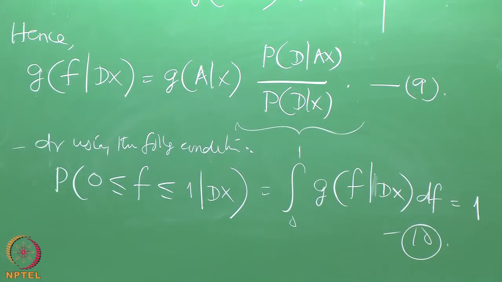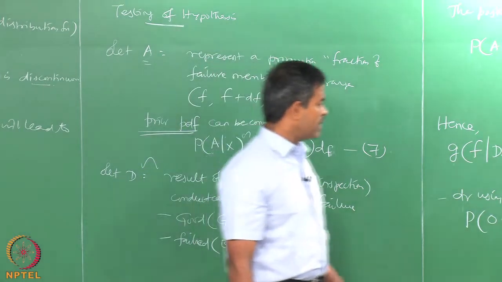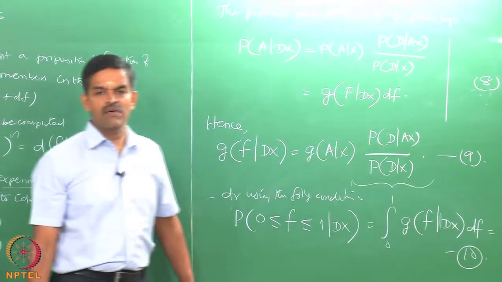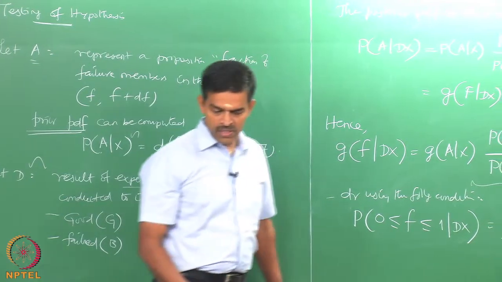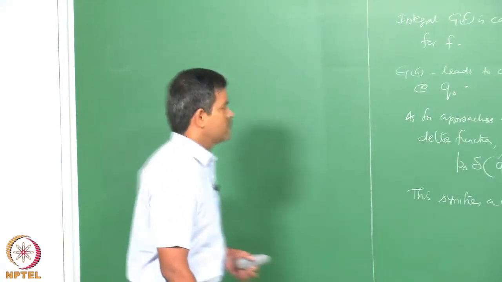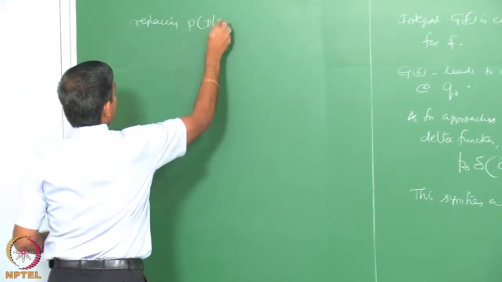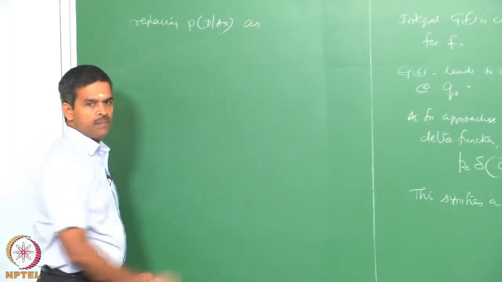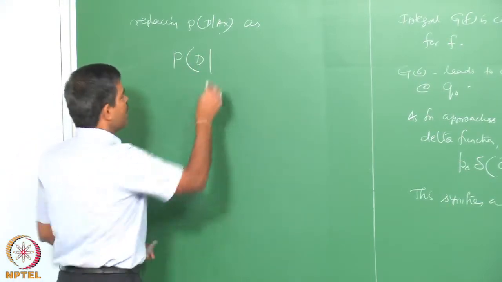So, in this equation 10, since f is the only varying parameter and P of D given Ax is a continuous function of f, P of D given Ax can be replaced easily with a function which I am going to write now. So, let us replace P of D given Ax with P of D given h of x.